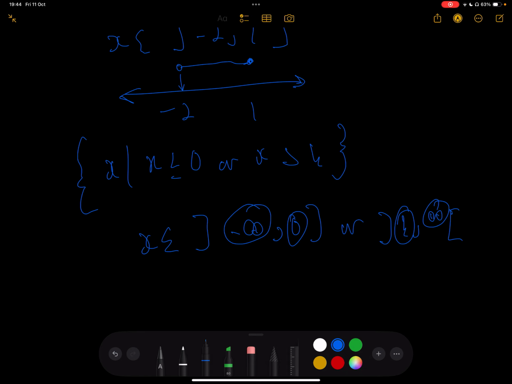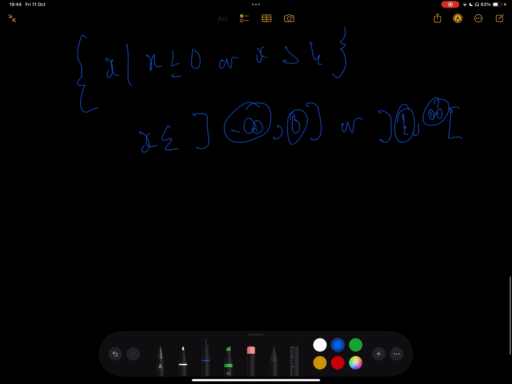Now we're going to run through some quick examples to test your understanding. So let's look at this example here. Find the domain and range of the following function: f of x equals root x minus 5.